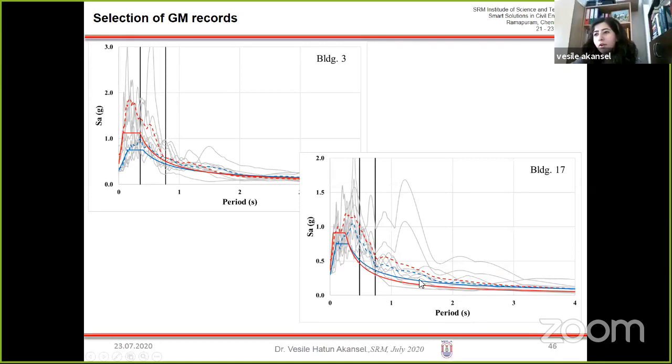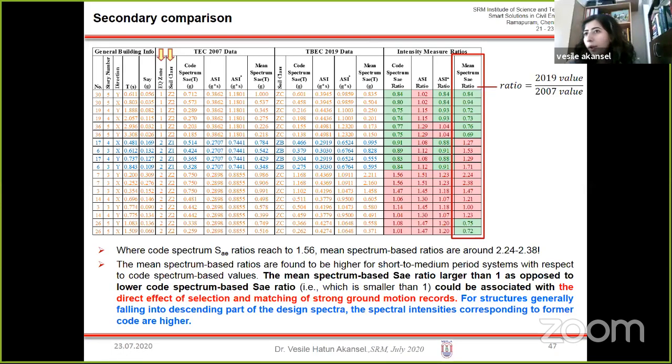As you can see here, because of the definition of this curve line of the spectrum, it is a little bit higher for the previous one. The new one is much more correct. And then we look at the mean spectrum ratio, okay? This one is calculated from the selected ground motions and their means. And when we look at that, we see that for a certain number of buildings, this acceleration value is reduced, let's say.